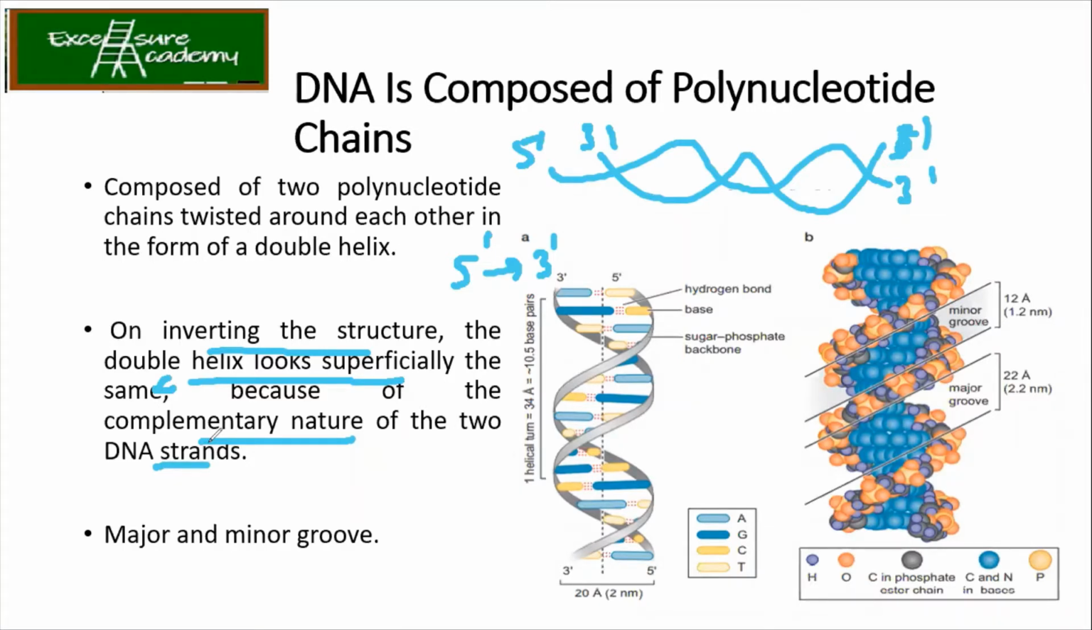Now the question is clear. See, it's very simple. What you can do is just write it like this: AT, GC, CC, T, something is there. So this is one sequence that has been given. Now, if I invert the structure, what will happen? The sequence will change. The sequence will not be the same.